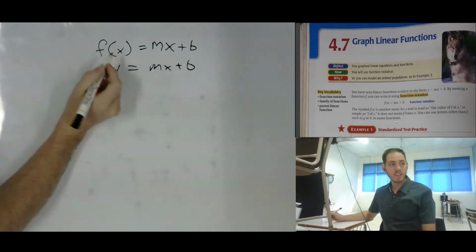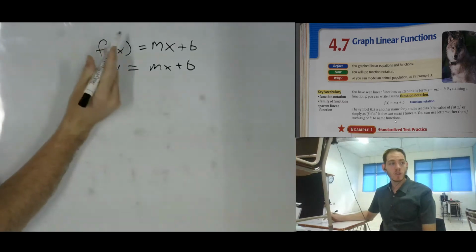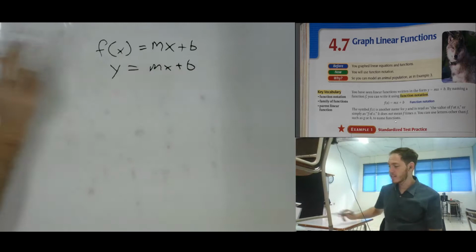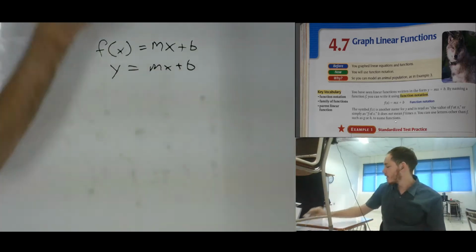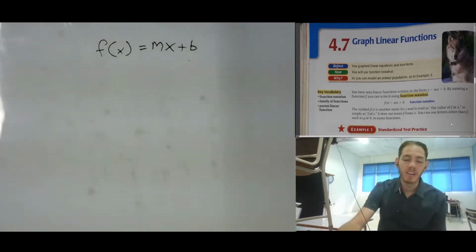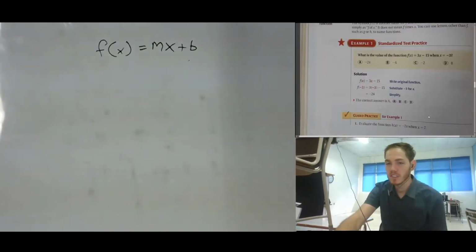This is a function. What happens to x? Well, this is what happens to x, okay? That's what we're going to learn. So we are graphing linear functions. So linear meaning line functions, okay?